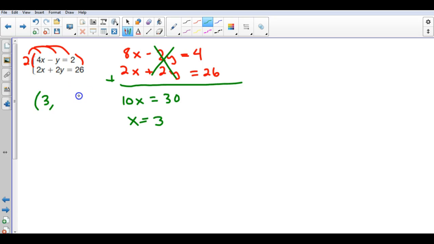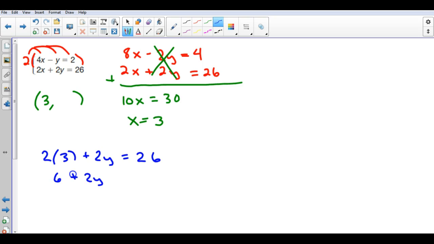So I have part of my answer. I have the x part of the coordinate. Now I need to find the y part of the coordinate. It doesn't matter which one of these two equations you substitute it back into. I'm going to substitute it into the bottom equation. So again, we're putting 3 in for x. So 2 times 3 plus 2y equals 26. And now we're just solving for what that y coordinate is.